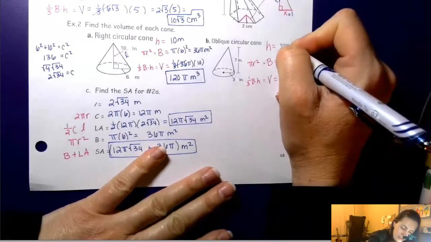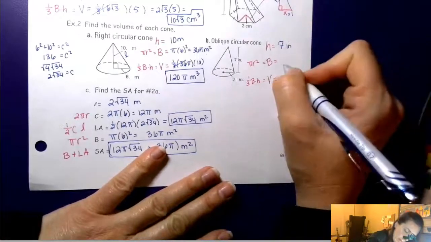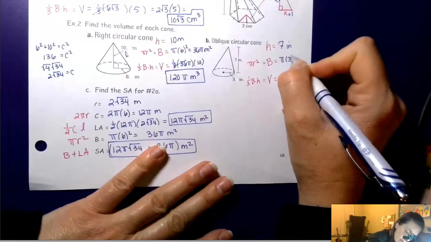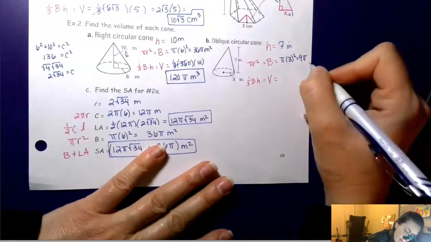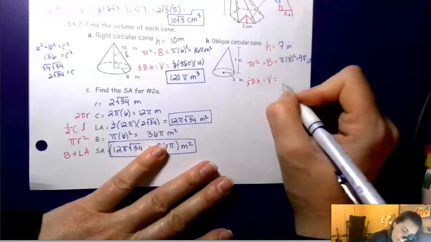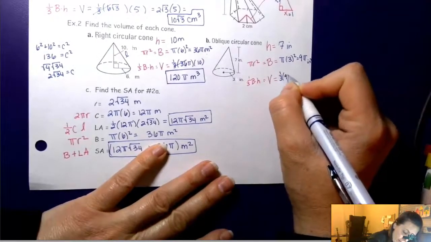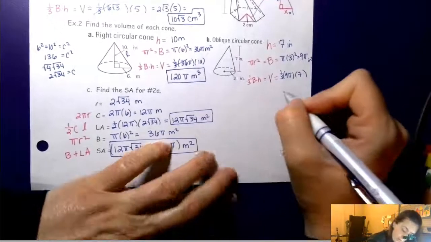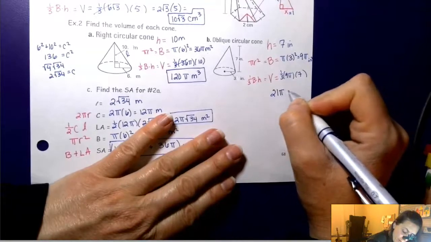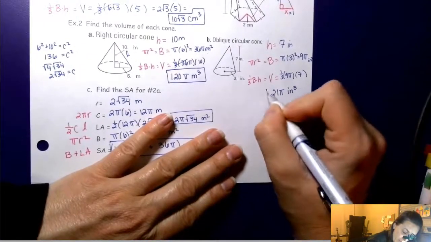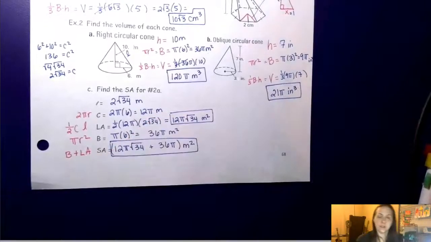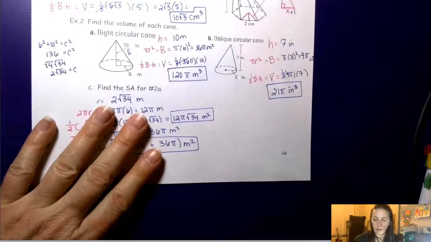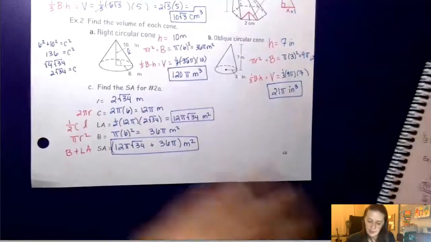My height here is 7 inches. Pi radius is 3 squared. I get 9 pi inches squared. 1/3 times 9 pi times 7. I get 3 times 7, giving me 21 pi inches cubed because it's volume. Okay, hopefully you guys are catching on to these. They're nice. It's really repetitive to what we've been doing all of chapter 12 right now. Go ahead and flip to the next page.